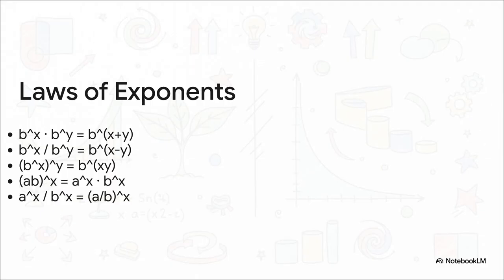All right, so to really work with these things, you need a toolkit. These are the laws of exponents, pulled straight from our source. Now, don't let the list intimidate you. They're just the basic rules of the road that let us simplify and solve problems. Like that first one, it just says if you're multiplying two terms with the same base, you can just add the exponents together. It's the instruction manual for our new rocket ship.